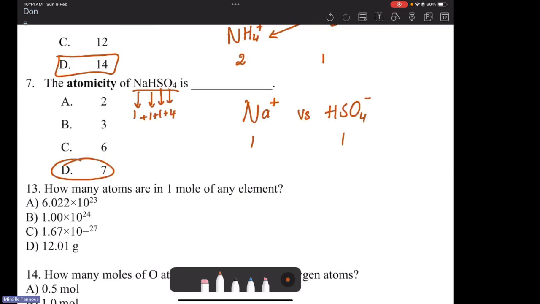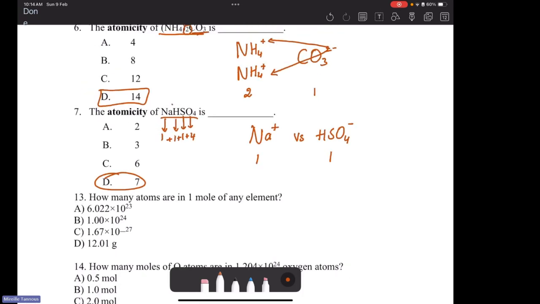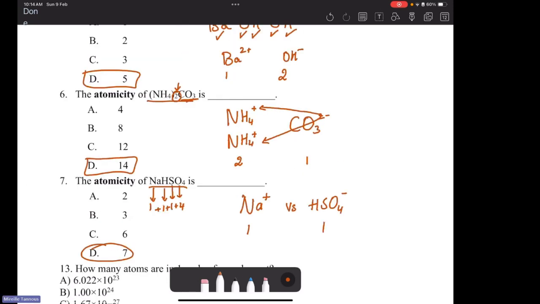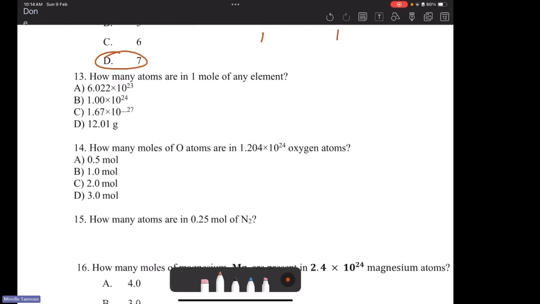Don't worry a lot about the atomicity of ions. It is usually indicated in the question, the ion itself. So you know that you're going to split Na from the rest, or you have to split here CO3 from the rest. So it comes in the question, the formula.